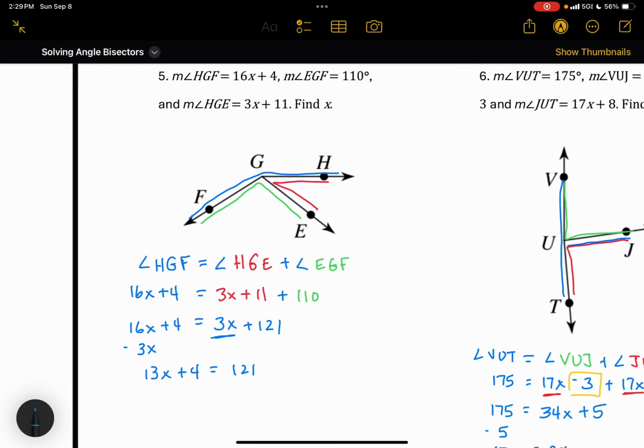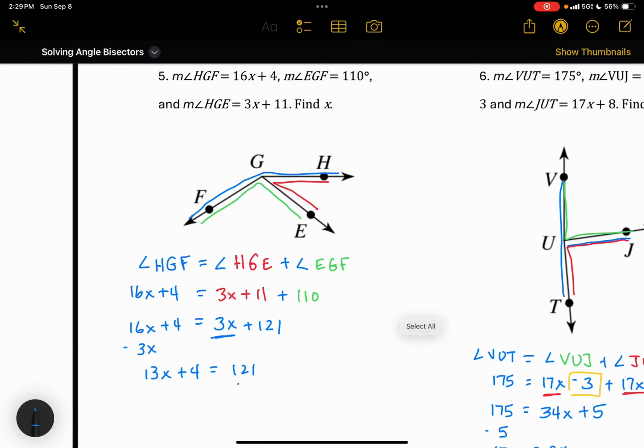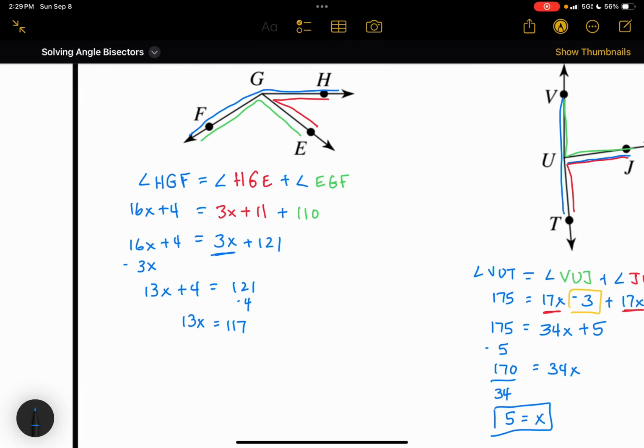The 4 is positive, so when I move that, I guess I should give myself a little more space. Sorry if you hear my dog. He got up on the chair with me. Minus 4, so I have 13x is equal to, I'm subtracting those, so 121 minus 4 is going to give me 117. Again, if I have a number and a letter side by side, that is multiplication. Its opposite is going to be division, and I'm dividing by that 13, and that gives me that x is 9.